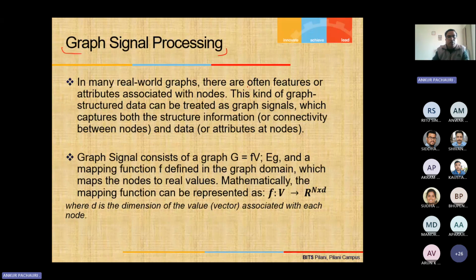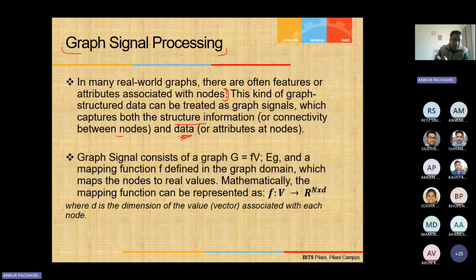In many real-world graphs, there are often features or attributes associated with the nodes. That means every node will have some properties associated with it. There can be examples where nodes and edges have their own set of properties, a combination of properties. This kind of graph-structured data can be treated as graph signals, which capture both the structural information, in terms of connectivity between the nodes, as well as the data, which are the attributes at the node.